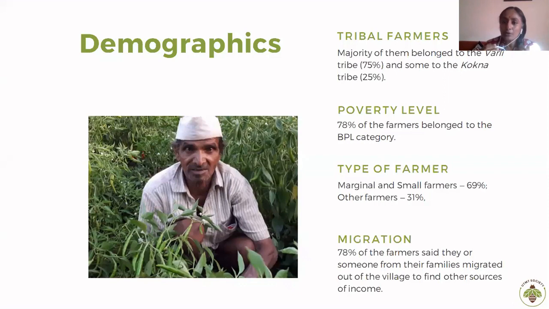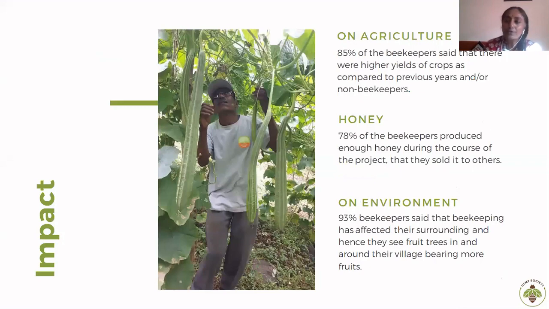78% of the farmers are BPL, predominantly small and marginal farmers. And 78% of the farmers said that they or somebody in their families migrated out of the village to find other sources of income. So when beekeeping is introduced in villages like these, there is an increase in crop yields. Honey is also a byproduct. The environment also benefits greatly, making this highly sustainable.